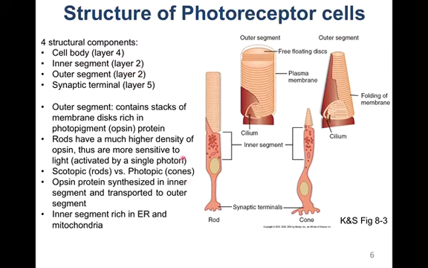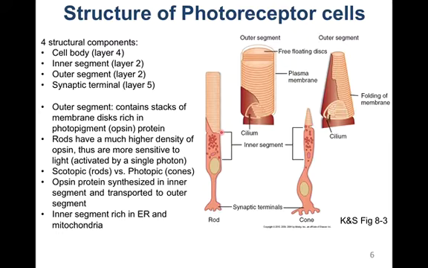And if you go back and look at the previous 2 slides, you will find those in layer 4, layer 2, and layer 5, respectively. The inner segment here is rich in endoplasmic reticulum, mitochondria. These photoreceptor cells are constantly making protein, specifically light-sensitive protein called opsins. It's synthesized in the inner segment, and then it's transported to the outer segment.